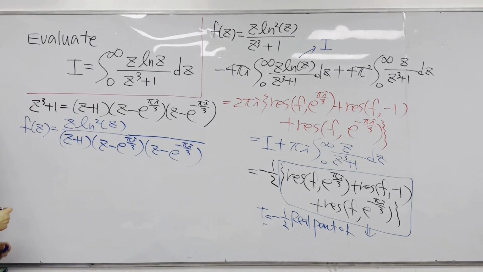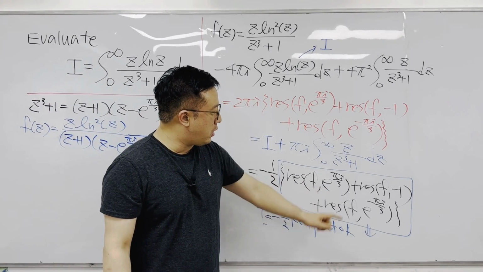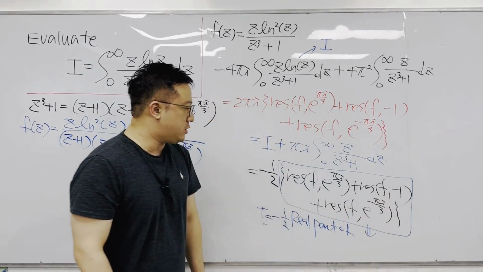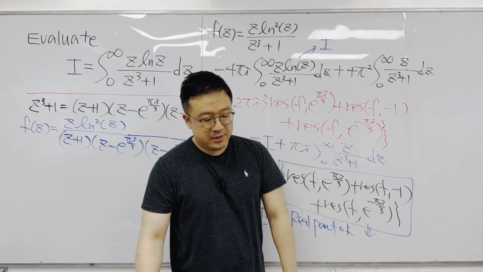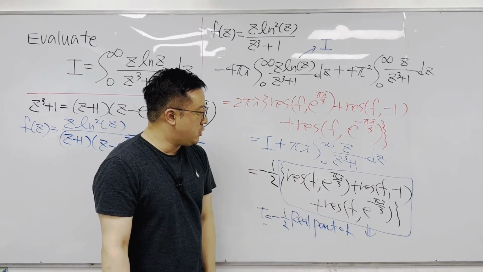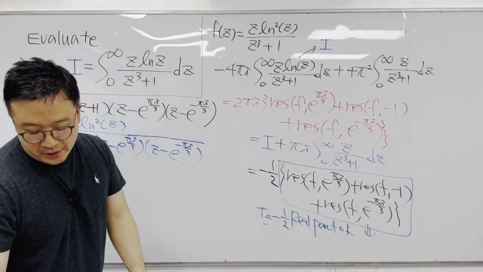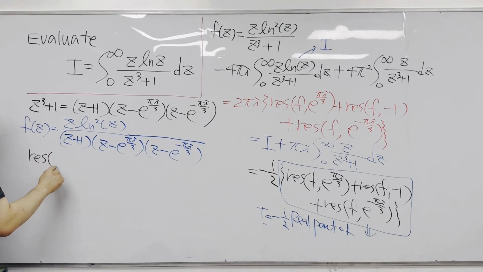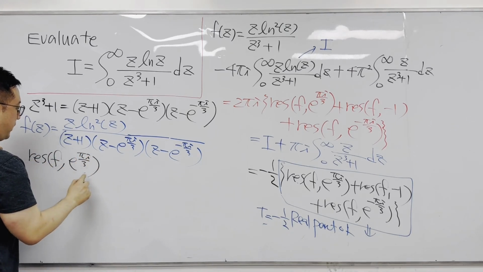Okay, this is your expression for f of z, right? Now we need to calculate the residues: the residue of f at e to the power of pi i over 3, the residue of f at negative 1, and then the residue of f at e to the power of negative pi i over 3. Let's start with the first residue, the residue of f at e to the power of pi i over 3. So we are now working on the residue of f at e to the power of pi i over 3.